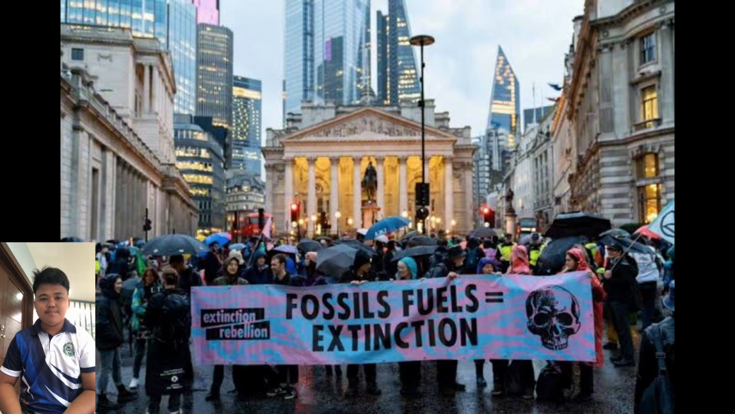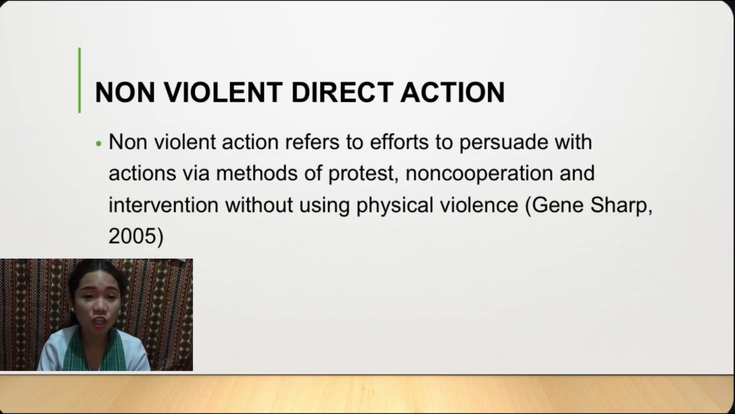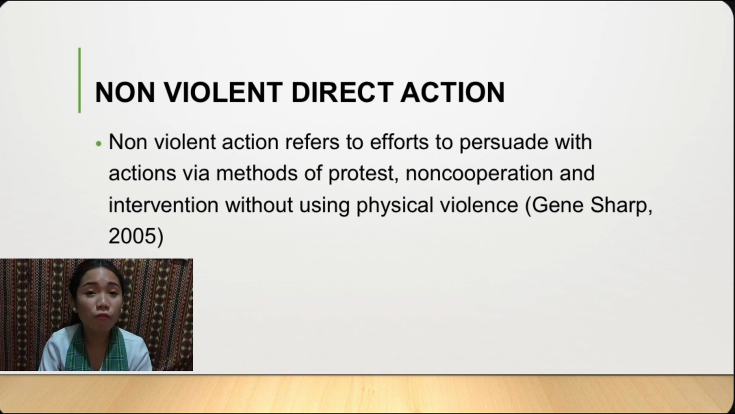When a country is in conflict, we often observe that the social relationship of its people and government has been broken, and the universal human rights of people are violated. But there are effective ways to address these problems without causing violence, and these are the non-violent actions. Non-violent direct action refers to efforts to persuade with actions via methods of protest, non-cooperation, and intervention without using physical violence, according to Gene Sharp, 2005.